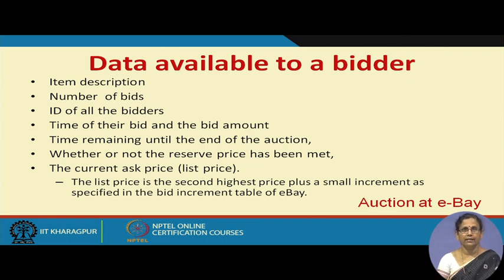Now, these are various data available to the bidder: item description, number of bids happened so far, ID of the bidders who are participating, then time of their bid and bid amount, whether or not the reserve price has been met, the current ask price, that is the list price. The list price is the second highest price plus the small increment as specified in the bid increment table of eBay.